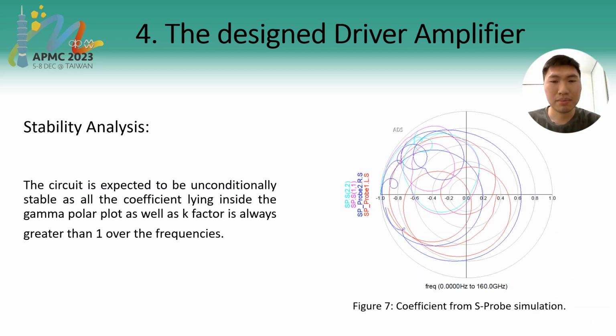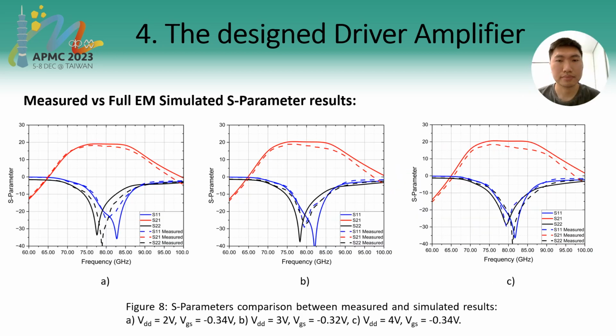After that, I want to make sure that the circuit is stable over the frequencies. So I use S-probe in ADS to check the stability circle. The circuit is expected to be unconditionally stable, as the reflection coefficient lies inside the gamma polar plot, and the K factor is always greater than 1 over the frequency.